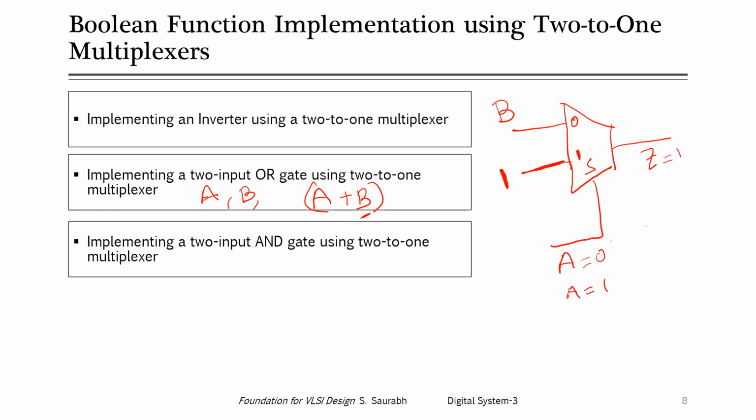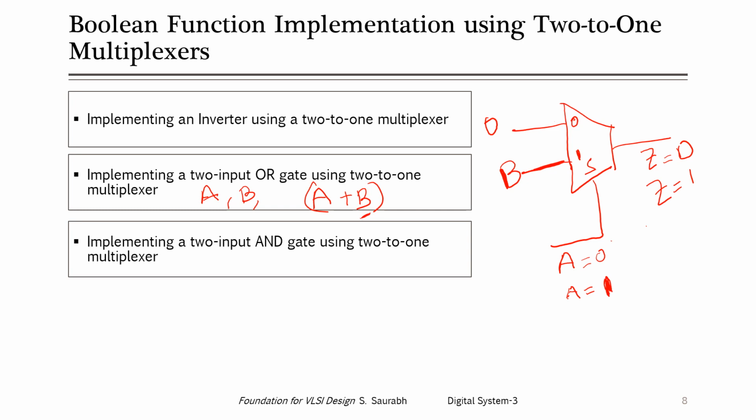Similarly, we can implement an AND gate. In this case, we put 0 on the 0 line. So if a is equal to 0, z will be 0, irrespective of the value of b. But if a is equal to 1, the output z will be the value of b. For example, if b was 0, then z will be 0. If b was 1, it means that a is also 1 and b is also 1, and in that case z will become 1. So this is an implementation of an AND gate.